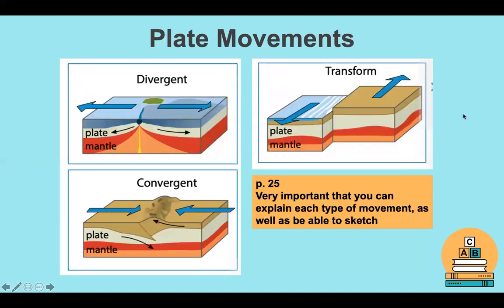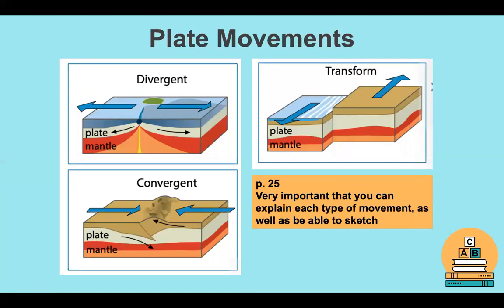Then the three plate movements. This is also in your textbook on page 25. So I've spoken about these words: a divergent movement, or divergence; a convergent movement, or convergence; and then a transformation, or transform movement. So let us go through these. Divergent splits away from one another. Convergence comes toward one another, and with transformation, both plates move in opposite directions.